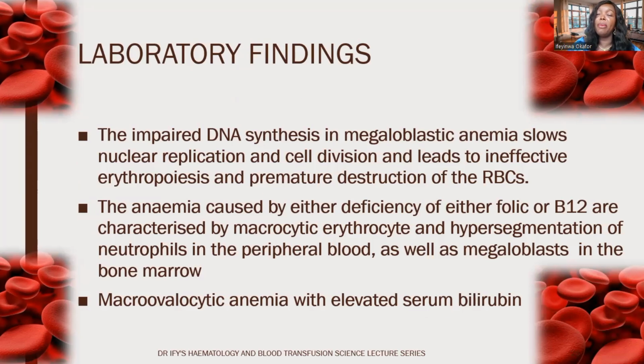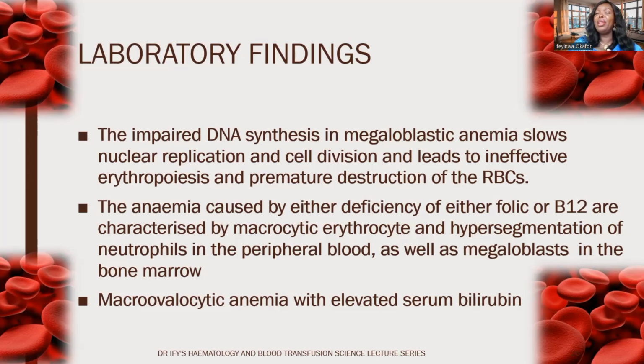What are the things we find in the laboratory that will make us diagnose the patient as having a megaloblastic anemia? It is worthy to know that impaired DNA synthesis in megaloblastic anemia slows down nuclear replication and slows down cell division, and this leads in extension to what we call ineffective erythropoiesis and also premature destruction of red blood cells in the system. Because of delayed DNA synthesis, this slows down nuclear replication and also cell division, and it causes ineffective erythropoiesis.